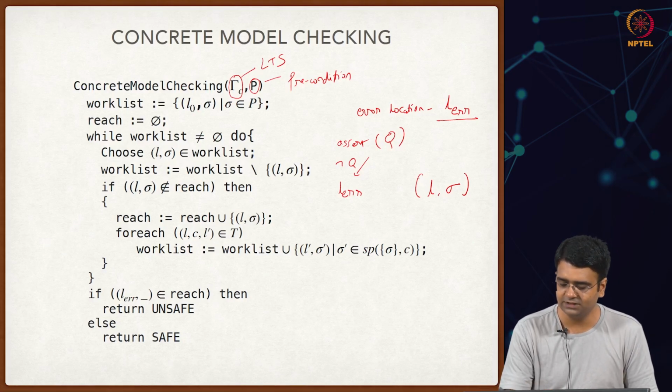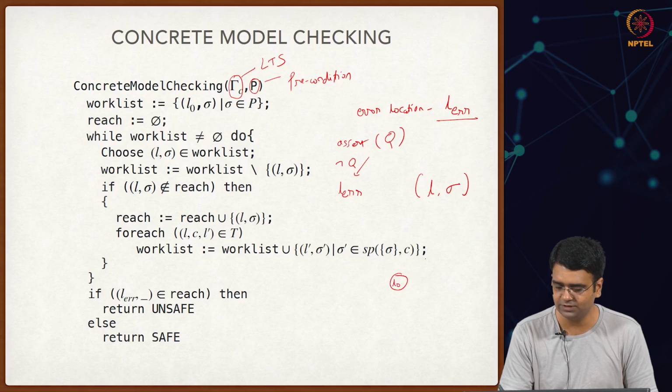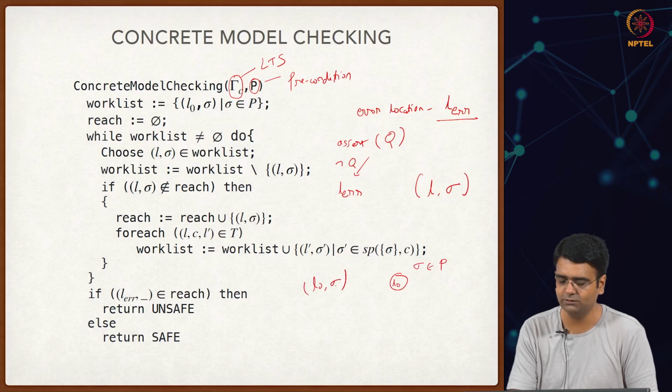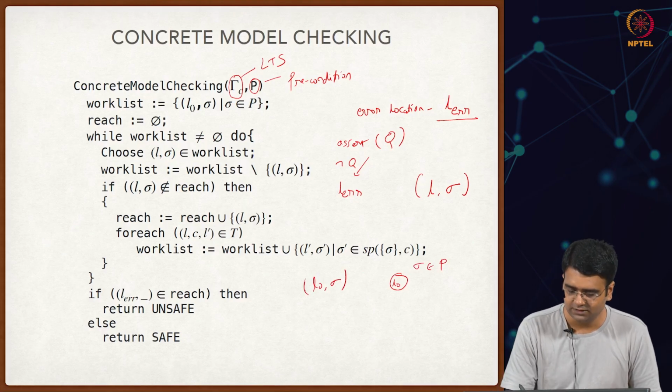So what we are essentially saying is at the beginning of the program, at the location L0, I have a bunch of states which are reachable, and these are all the states which are in P. So if you take any state sigma which belongs to P, then L0 comma sigma is what is reachable at the beginning.